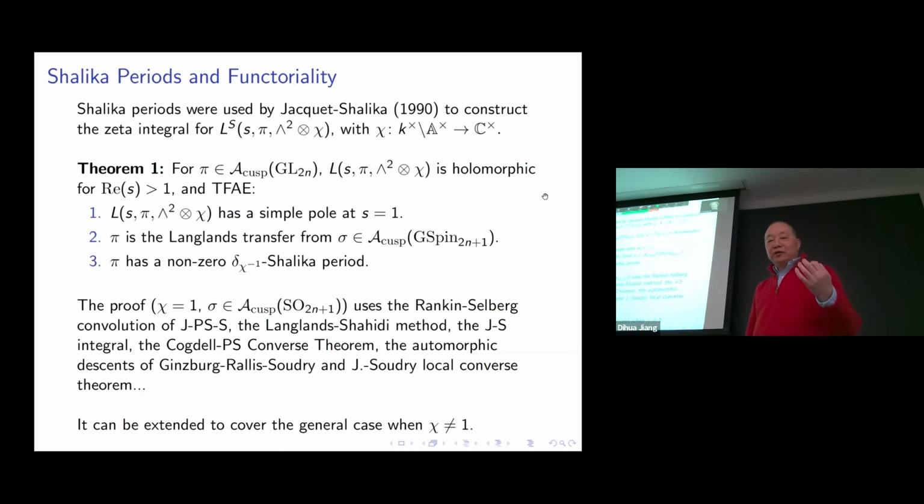But for chi not 1, I think it remains to be done. I like this theorem, but if chi is not 1, there's partial progress by many people. I didn't list the names here, but it's not complete yet. This is a nice pattern as a theorem, as a model: you try to see how period, L-function pole, and functoriality relate.